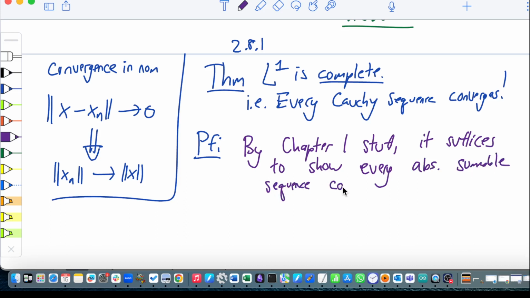This was in chapter 1. Do I even have the name in chapter 1? I did not write it down. I just said it suffices. Okay, so this was something we proved in chapter 1.